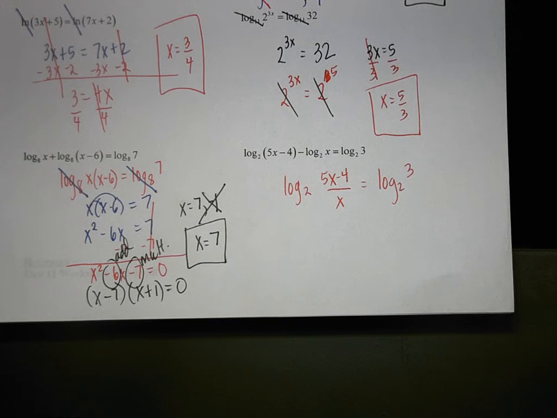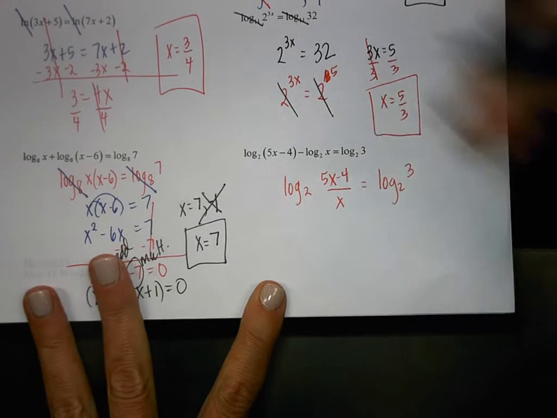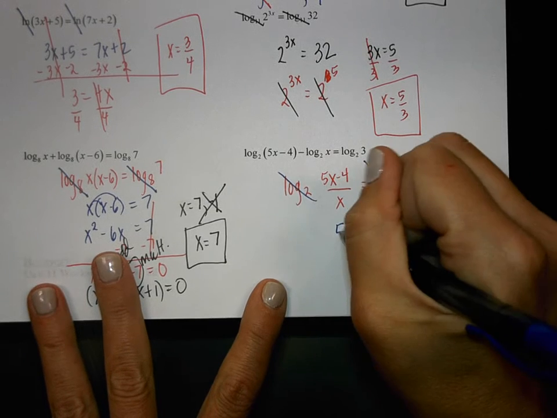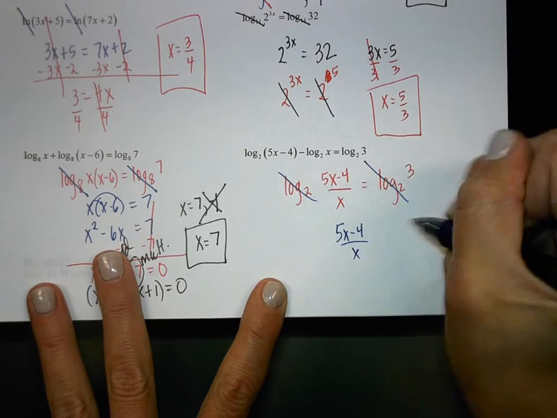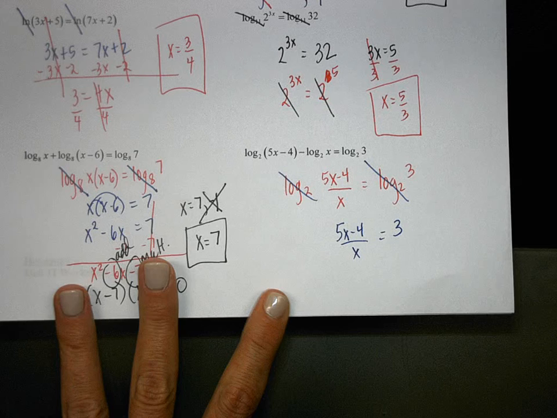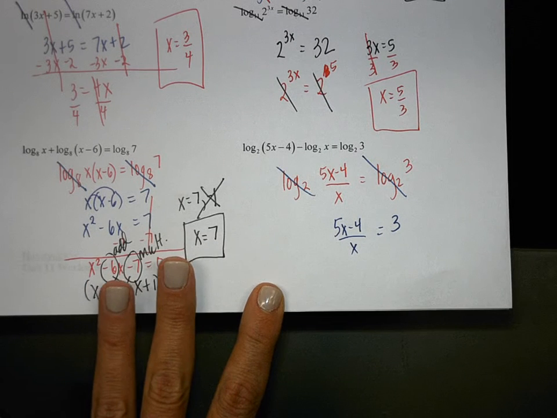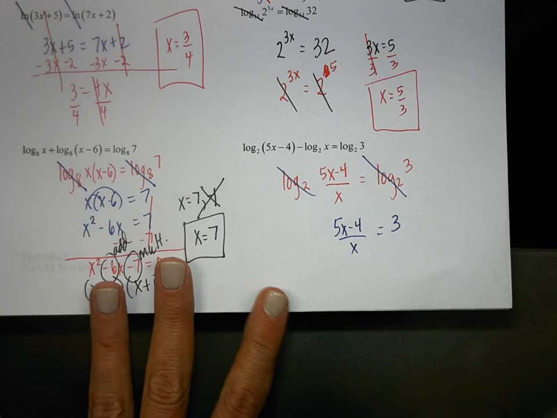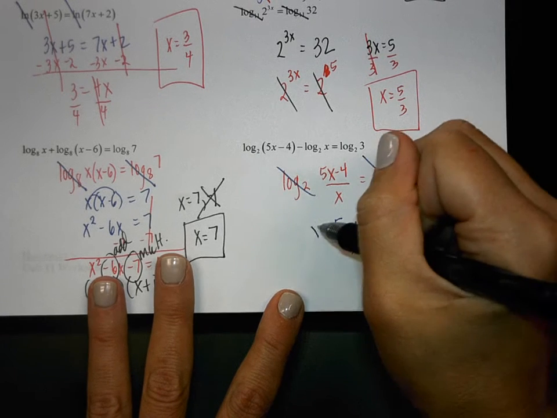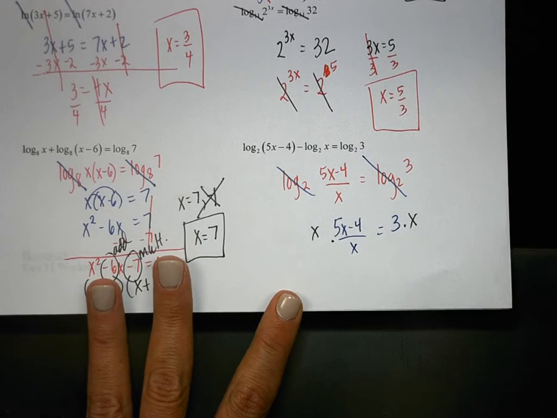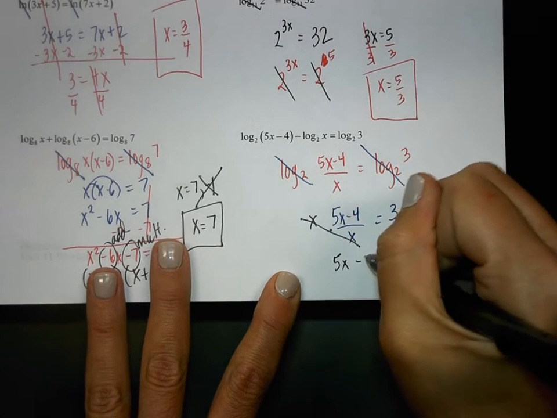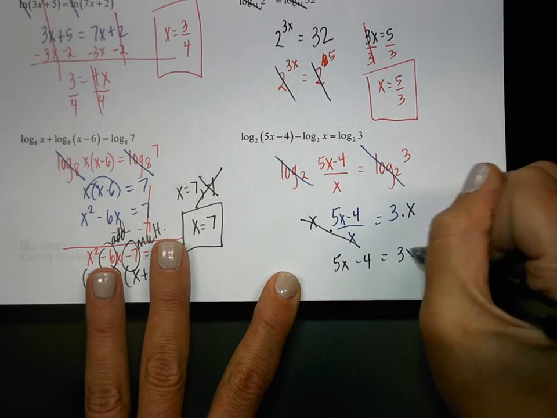Once you've condensed and you have a single log on both sides, we can eliminate our logs. We have 5x minus 4 over x equals 3. What should I do to eliminate that x? Get rid of the x on the bottom. So we can multiply by x to both sides like that, right? And so the x in the denominator, that x eliminates. So I have 5x minus 4 equals 3x.